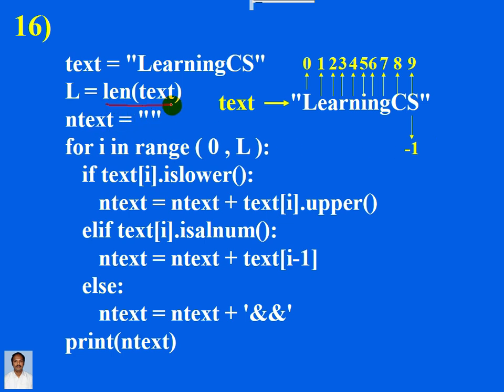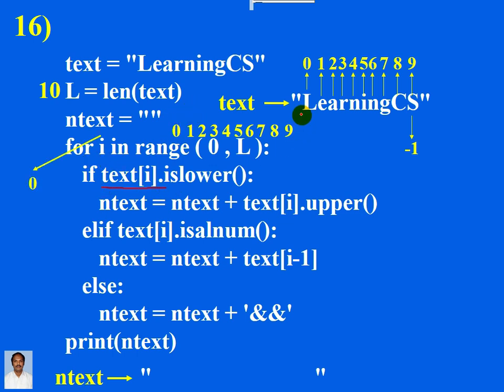Now length of text. How many characters are there in text? 10 characters are there. So your variable L contains 10. N text is equal to empty string. So N text is pointing to empty string. Range 0, L. L contains 10. Range 0, 10 returns 0 to 9. I takes the initial value 0.